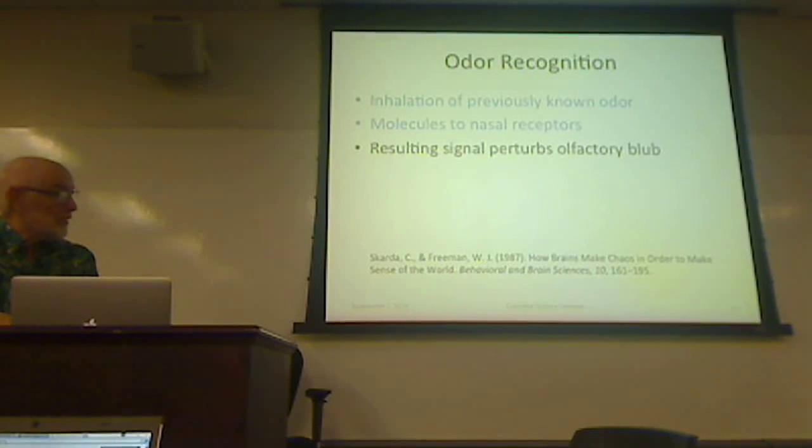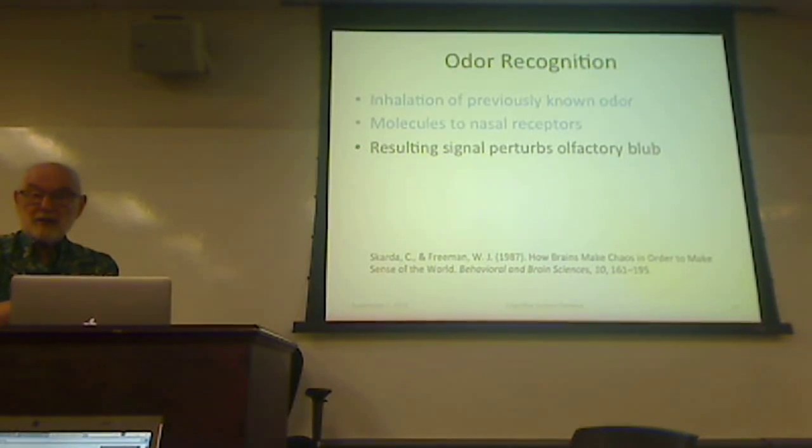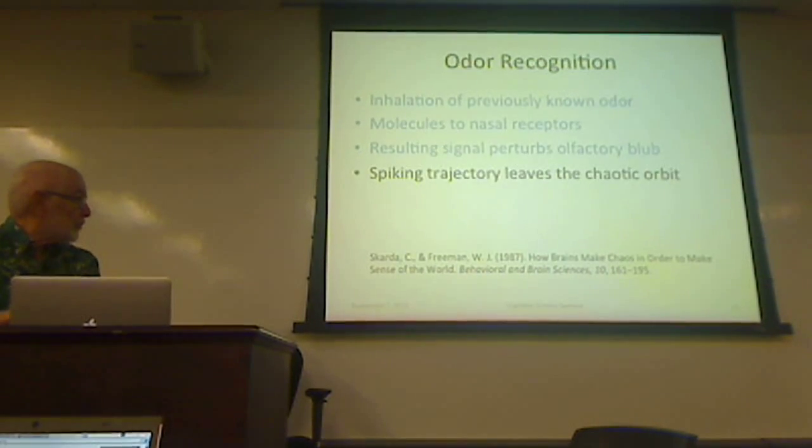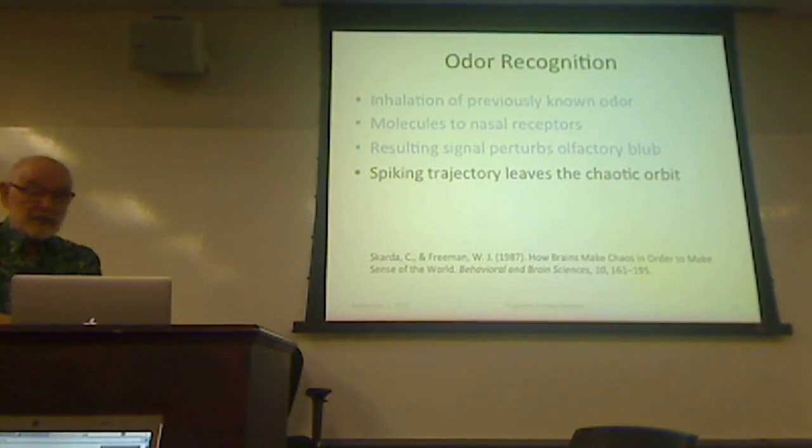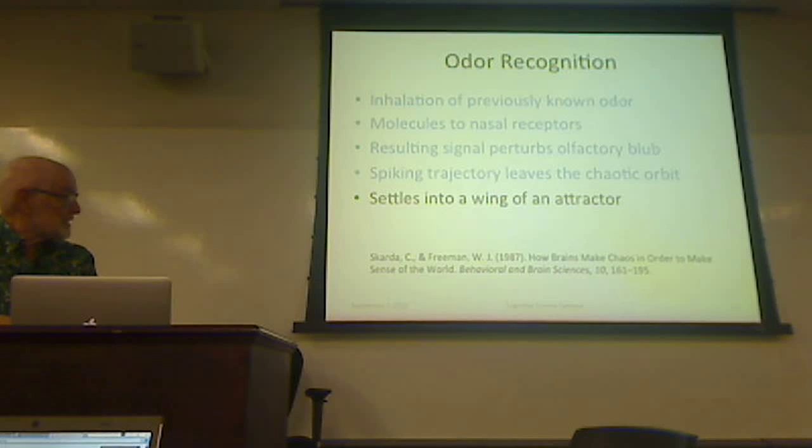It results in an electrical signal that gets passed down to the olfactory bulb, which is a cell assembly, but it's a cell assembly with its own dynamics, and it's doing something when this hits. When this signal comes, it perturbs the olfactory bulb, it gives it a kick, and it kicks it out of its chaotic orbit. It's in a chaotic orbit because from a chaotic orbit, it's very easy to get to any kind of orbit. It's a spiking trajectory because you've got spiking neurons. That's where the trajectory is coming from. The kick makes the olfactory bulb's trajectory leave that chaotic orbit. And where does it go when it leaves it? It settles into an attractor.